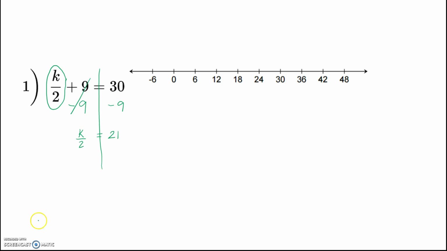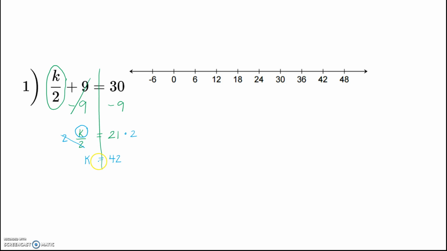Okay, so now I do want to keep getting my variable by itself. So I want to get k by itself. So right now, k is being divided by 2. So the opposite of dividing by 2 is multiplying by 2. So I'm going to do that on both sides to cancel this 2. So now I have k on the left, and I have 21 times 2, which is equal to 42.